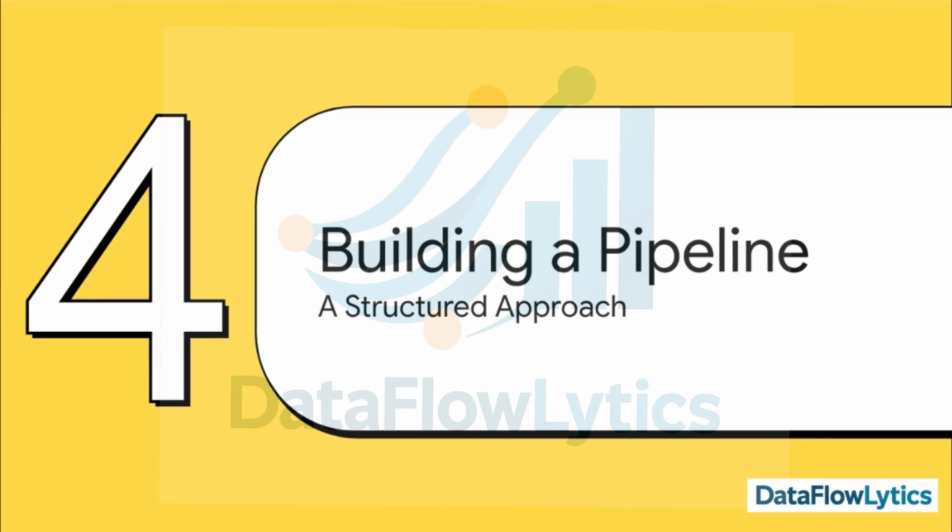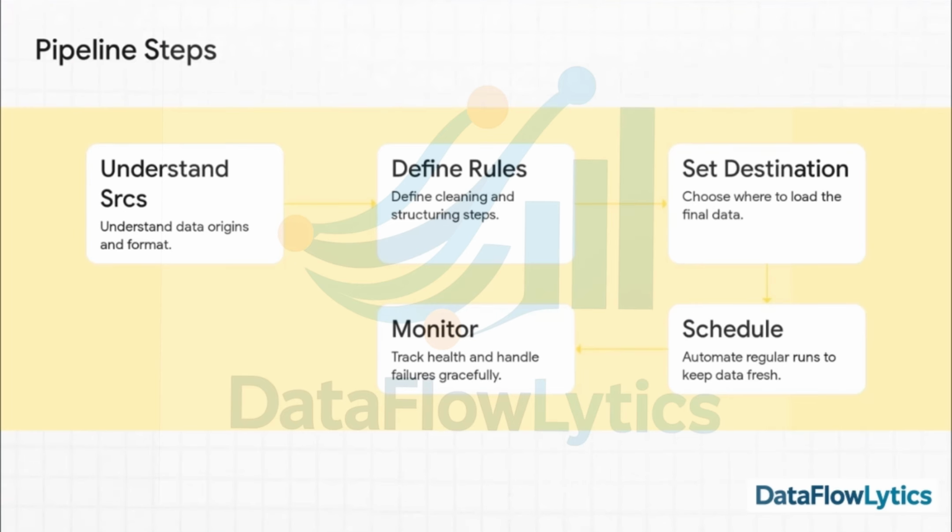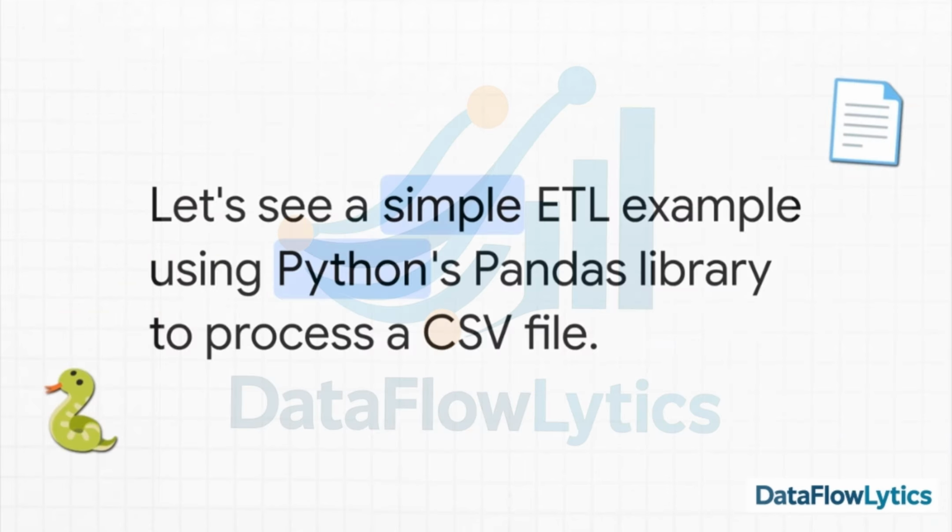Knowing the tools is one thing, but how do you actually go about building a robust ETL pipeline? Well, it requires some careful planning and a clear understanding of the entire data journey, from beginning to end. Building a great pipeline always follows a structured approach. You have to start by deeply understanding your sources. Then, you define the business logic for all your transformations and choose the right destination. You schedule the pipeline to run automatically so the data stays fresh. And critically, you have to build in monitoring and error handling, because in the real world, believe me, things can and will go wrong.